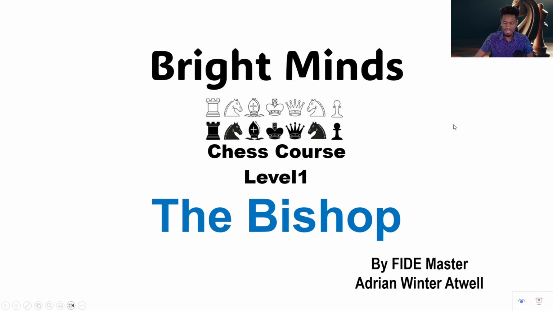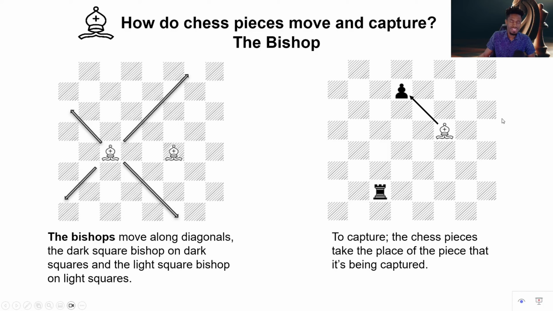So remember that the bishop moves in diagonal, okay? So the bishop moves in diagonal. Here we could see how the bishop moves. This line indicates how the bishop moves. The bishop moves in diagonals, okay? So this bishop will be moving in light squares or light diagonals, and this one of course will be moving in dark squares or dark diagonals, okay?